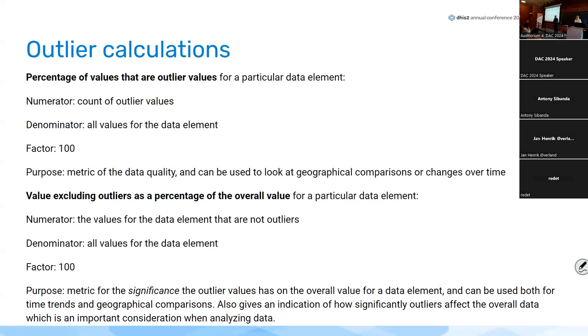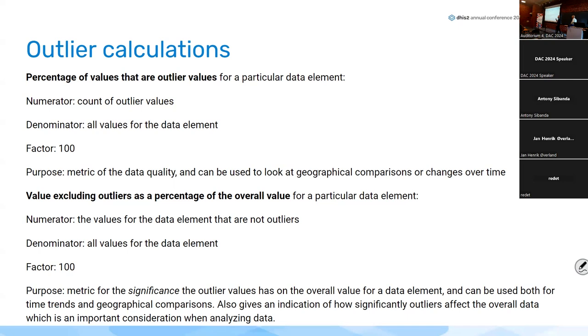So the percentage of values that are outlier values. That's a little bit of a tongue twister, but the numerator can be the count of our outlier values, and the denominator can be all values for that data element. Okay. And of course, your factor is 100. So this gives you an indication about changes over time and really the impact of the outlier values.